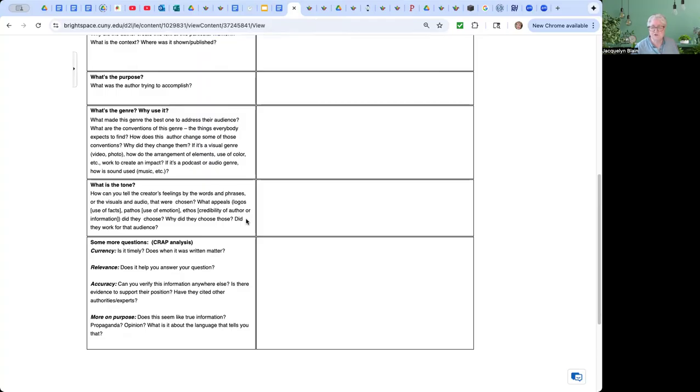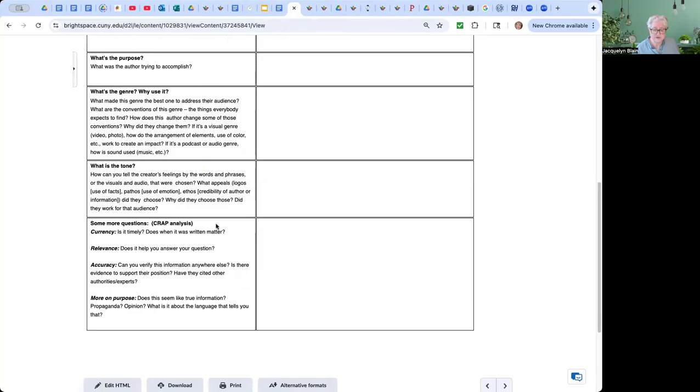If you're trying to use emotion, like you're telling a story about somebody and how they were affected by something or what they were doing, anytime you drop another person in and tell a story about them, that's pathos, which is emotion. And then ethos is the third one: how credible is this author or information? Is this a real person or a real organization, or did this just come out of nowhere, made up stuff?